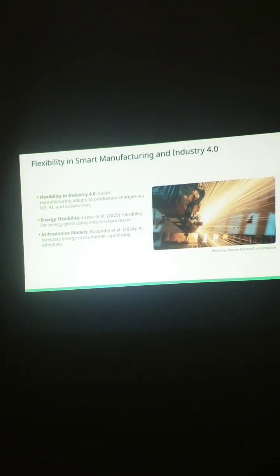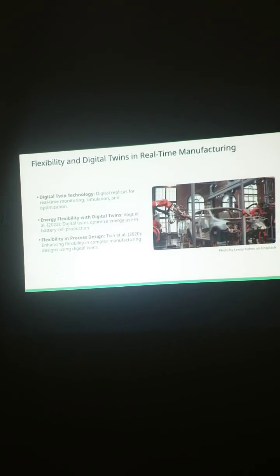Flexibility in smart manufacturing and Industry 4.0. Now we are talking about Industry 4.0. Everything 4.0. Smart manufacturing adapts to production changes via Internet of Things, AI and automation. Energy flexibility: Leader et al. 2022, flexibility for the energy grid using industrial processes. And AI predictive models: Bopati et al. used them to forecast energy consumption, optimizing schedules.